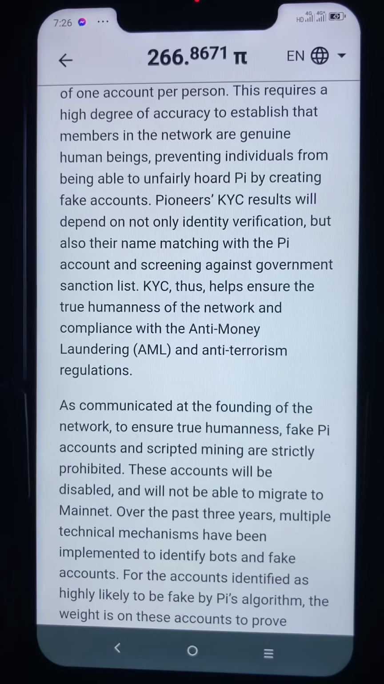This requires a high degree of accuracy to establish that members in the network are genuine human beings, preventing individuals from being able to unfairly hoard Pi by creating fake accounts. Pioneers' KYC results will depend on not only identity verification, but also their name matching with the Pi account and screening against government-sanctioned lists. KYC thus helps ensure the humanness of the network and compliance with the anti-money laundering law and anti-terrorism regulations. Okay.